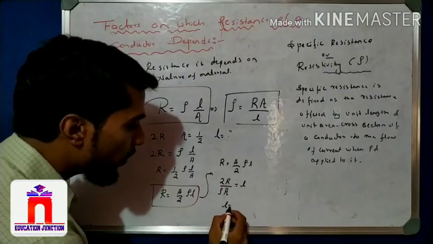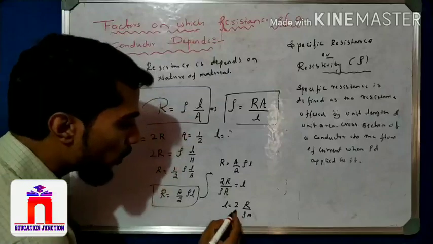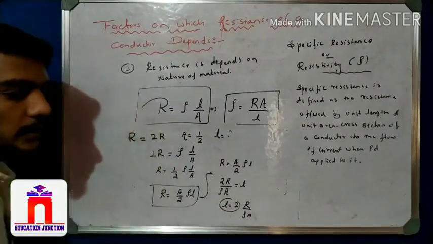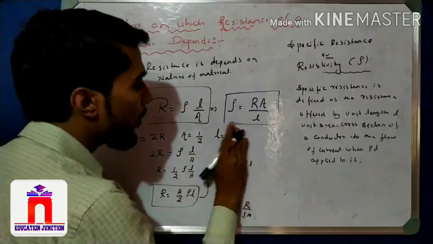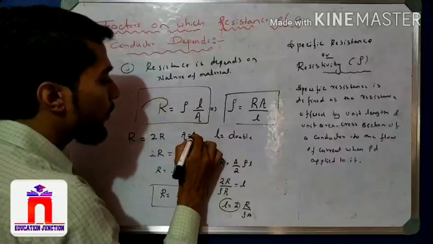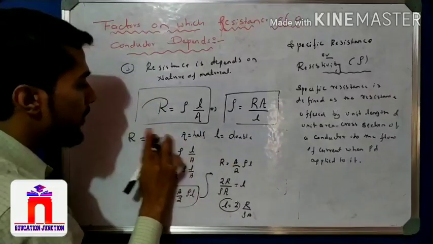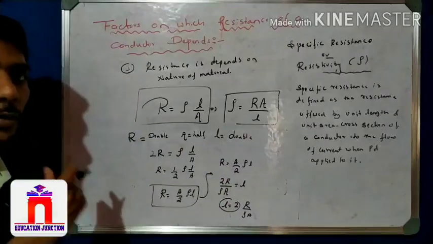So what happened? Length is what here? L is equal to, I can remove R2 here, so R divided by rho into A. So length is doubled, length is also doubled. It is a double, and the area is a half, when resistance is a double. Right, students? This is a very important point to remember.